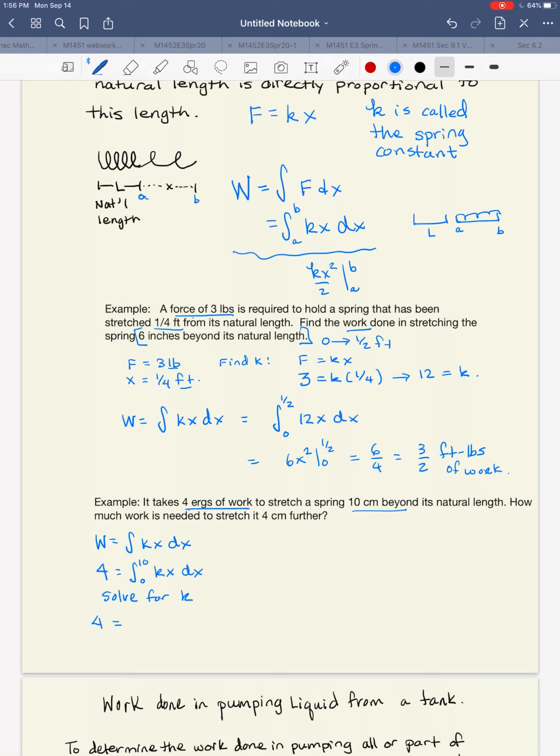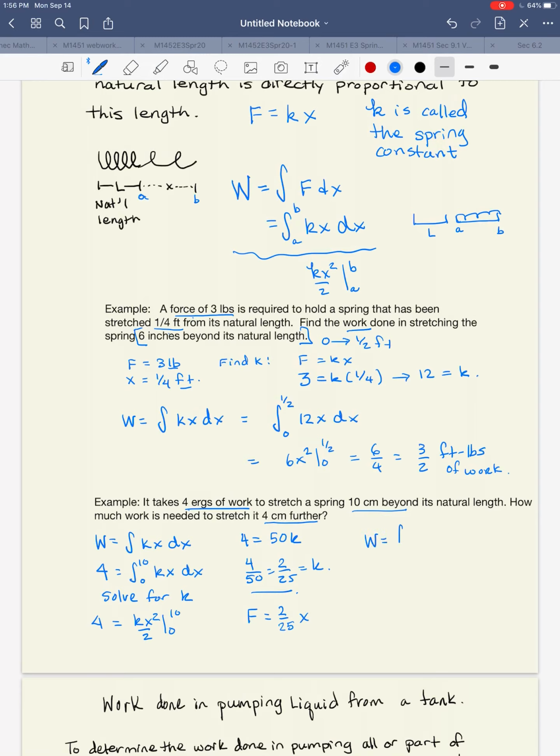So I have 4 is equal to kx squared over 2 from 0 to 10. 10 squared is 100, divided by 2 is 50. So I have 4 is equal to 50k. So 4 over 50, or 2 over 25, is k. Now we can use that to answer the question, because now we know force is equal to 2 over 25 times x. We want to go 4 centimeters further. So that's from the 10 centimeters beyond its natural length to 14 centimeters beyond its natural length.